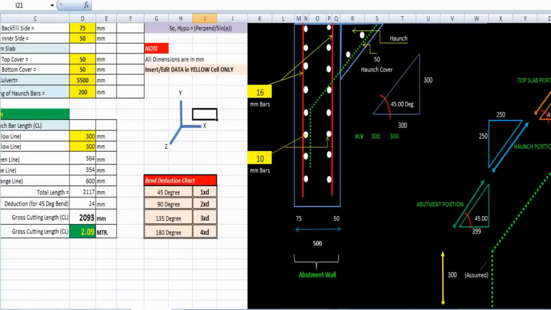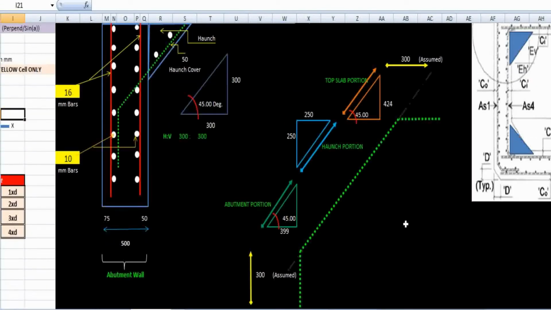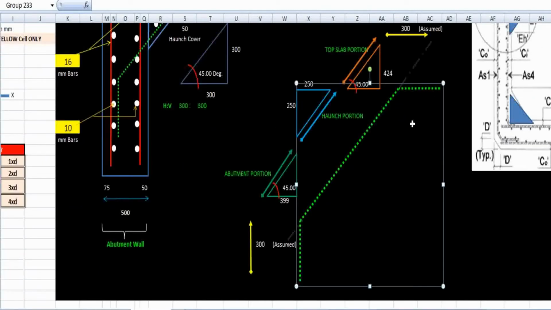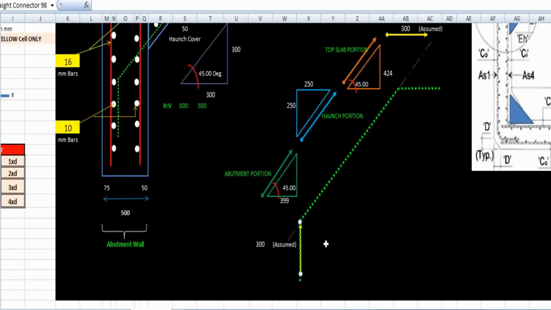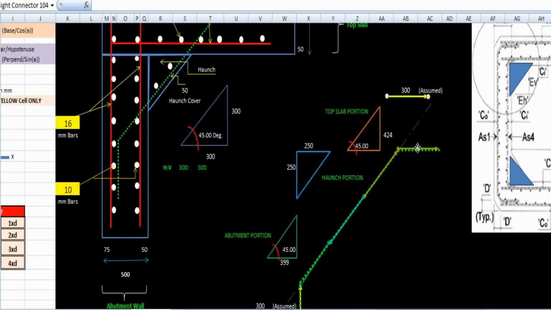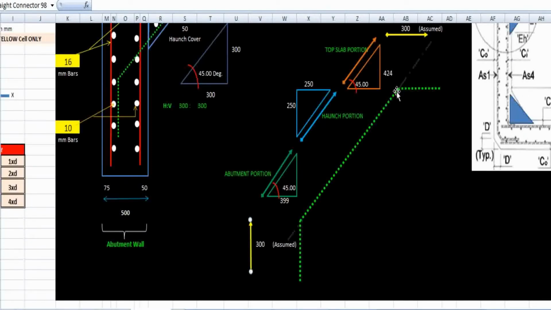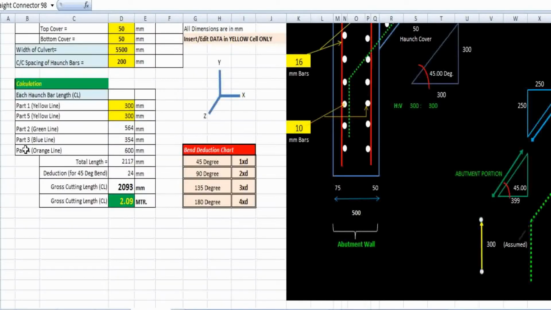Now the main aspect of this haunch bar. Suppose I am having a haunch bar here. I have taken this haunch bar to here. Okay, break this part into 5 numbers of zones. Here we have to find one zone. Here I have taken second, blue color is third, orange color is fourth, and again yellow color is fifth. Okay, so these five dimensions have to be calculated. Then ultimately we will get an accurate cutting length of this haunch. Okay, so for part 1, part 2, part 3, part 4, part 5.